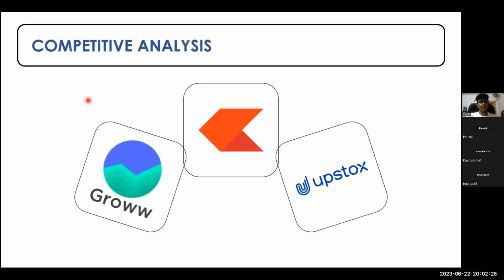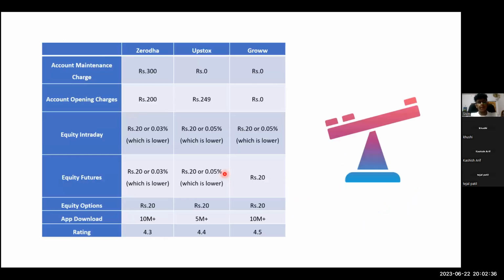Now, coming to the competitive analysis, here I'll be taking three currently active applications: the Groww application, Kite by Zerodha, and also Upstox. This is a general comparison of the three applications. You can see it compares the charges and also the app downloads and ratings.